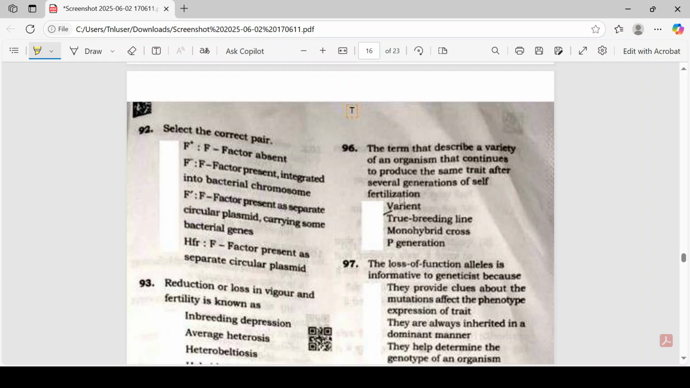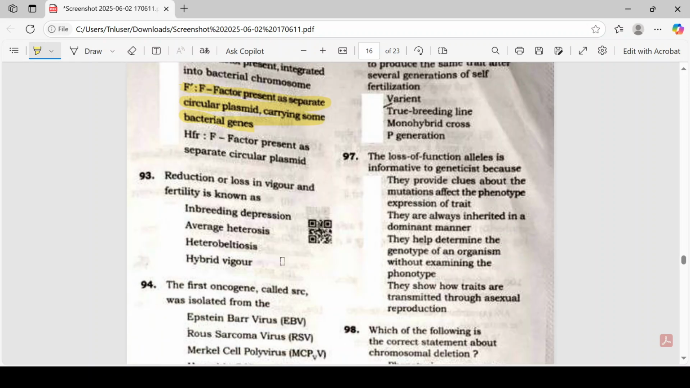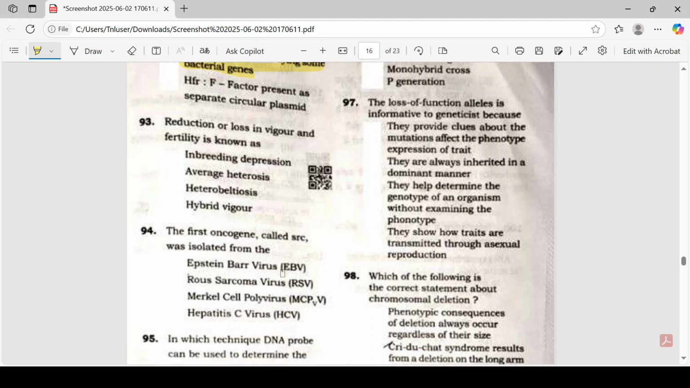Select the correct pair. The correct answer over here will be option C. The F factor presented as a separate circular plasmid carrying some bacterial genes, right? So option C will be the correct answer over here. Question number 93, reduction or loss in vigor and fertility is known as, easy question, inbreeding depression.